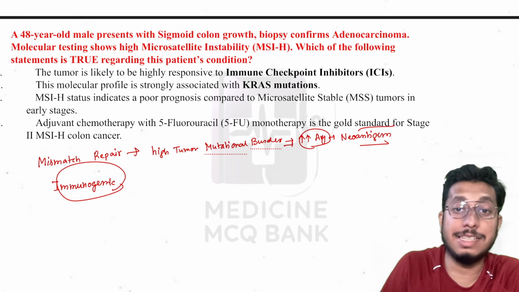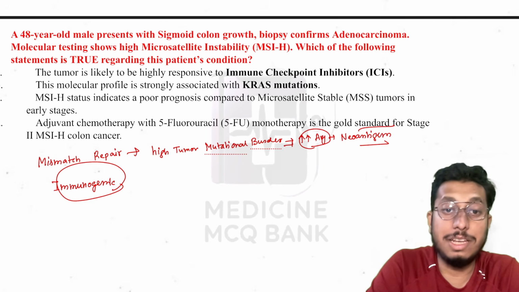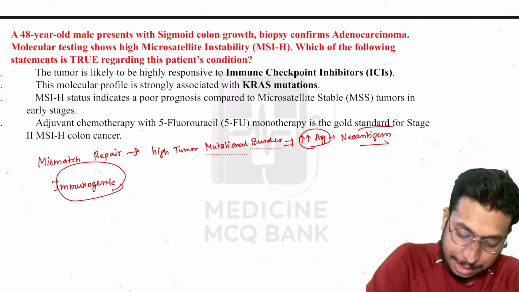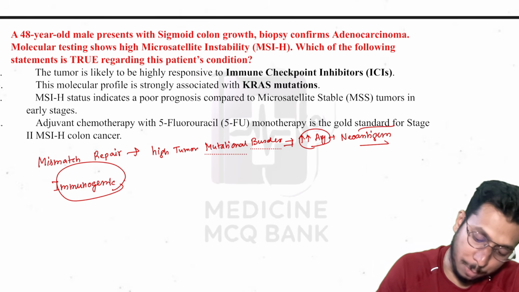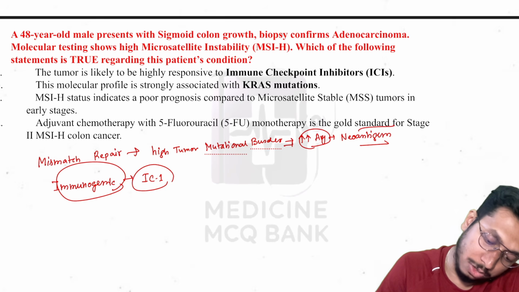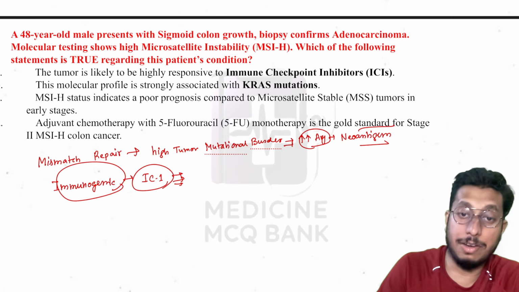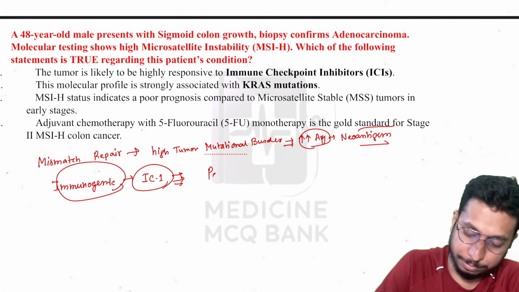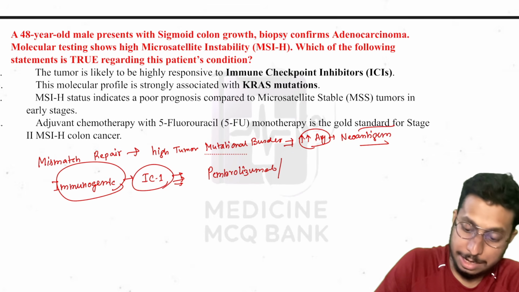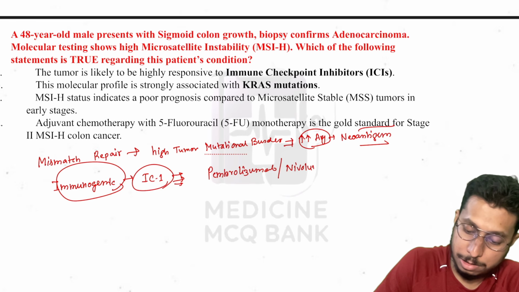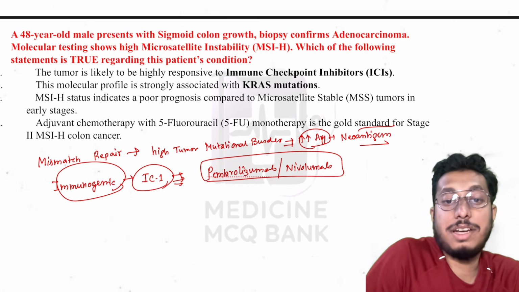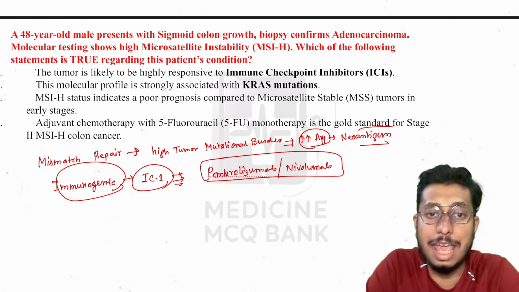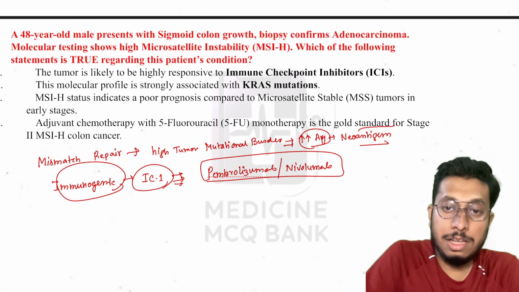Immunogenic. So in such cases, these immunogenic cells have direct benefit, as shown with drugs like immune checkpoint inhibitors, like pembrolizumab or nivolumab. Okay, so pembrolizumab and nivolumab are the immune checkpoint inhibitors which have high affinity for it.